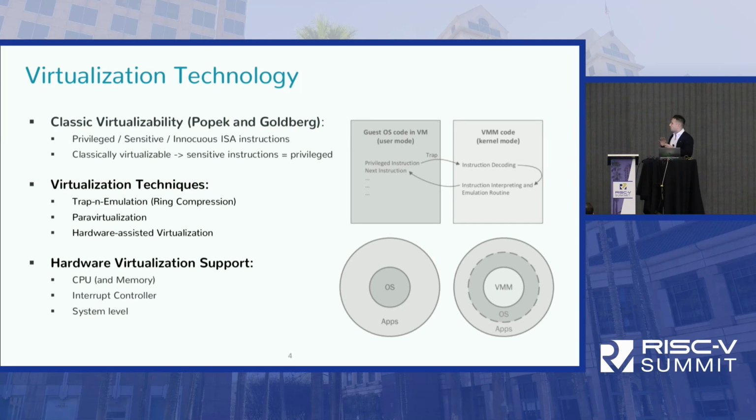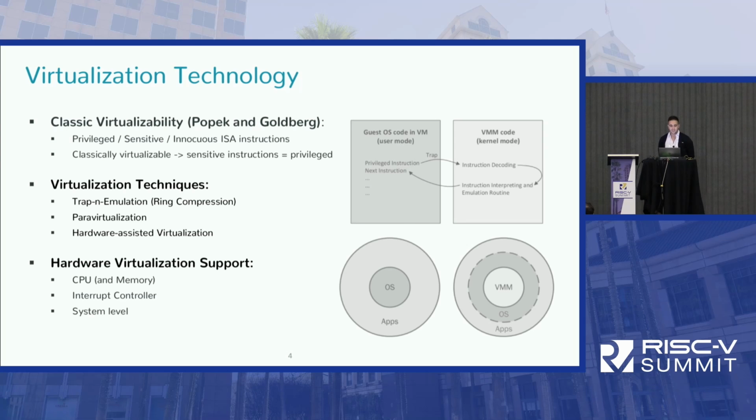Just a quick overview about virtualization in terms of techniques and terms. The concept of virtualization was introduced quite long ago, in 1974, with this famous paper from Popek and Goldberg, where they introduced the concept of classic virtualizability. They basically define the different features of virtualization, and they classify the instructions as privileged, sensitive, and innocuous.